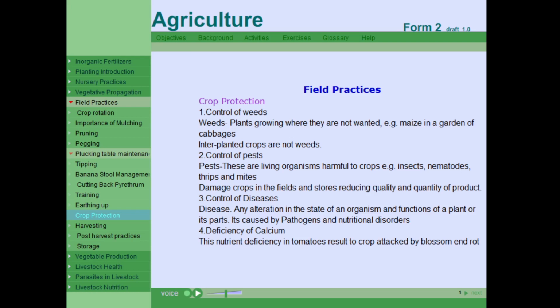Control of diseases. Disease is any alteration in the state of an organism and functions of a plant or its parts. It is caused by pathogens and nutritional disorders. Deficiency of calcium: this nutrient deficiency in tomatoes results in the crop being attacked by blossom end rot.